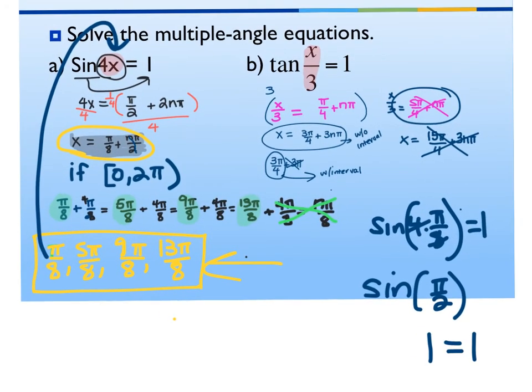I don't understand how, if you add 2 pi over 4 to 3 pi over 4, you just get 5 pi.